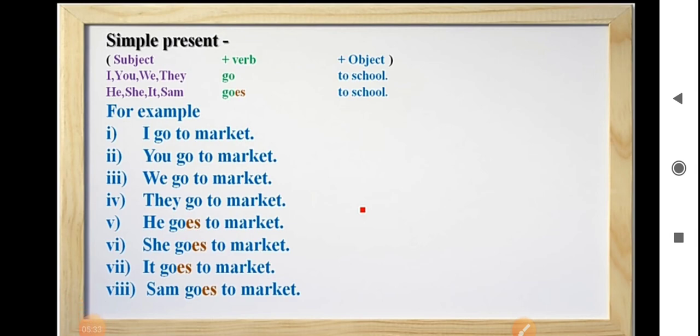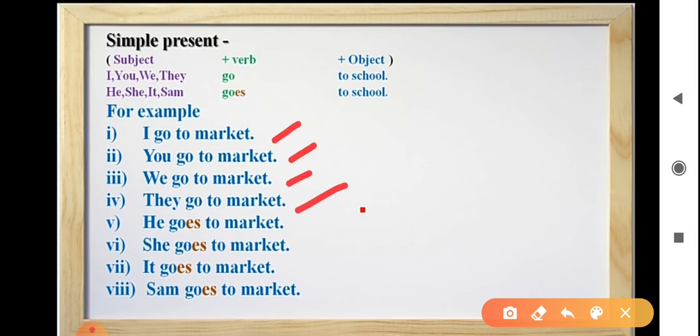Take more examples. I go to market, you go to market, we go to market, they go to market. I, you, we, they are plural subject. That's why go is used as a plural form of the verb. And take further examples. He goes to market, she goes to market, it goes to market, Sam goes to market. He, she, it, Sam are singular subject. That's why goes as a singular form of the verb is used.